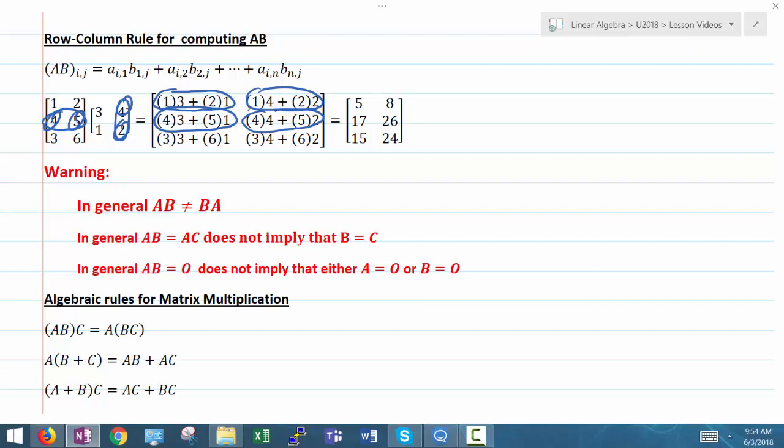A couple of notes of very great importance. Matrix multiplication does not commute. A times B is not always equal to B times A. In general, if A times B is equal to A times C, that does not necessarily mean that B and C are the same. It can be the case, but it's not always the case. And in general, if A times B is equal to the zero matrix, that does not mean that either A is 0 or B is 0.